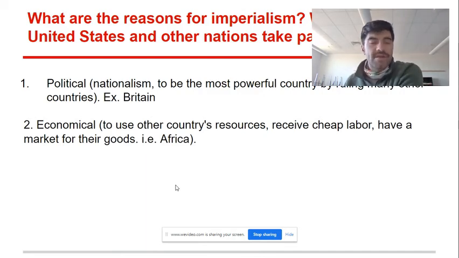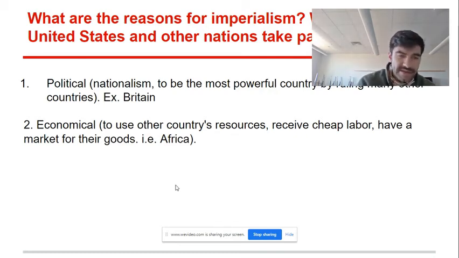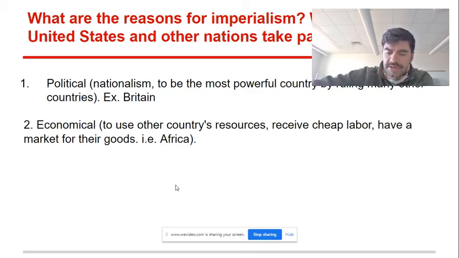Okay. And for economic reasons, countries begin practicing imperialism. They want to use other countries' resources to make money off of. So, going off the example of Britain, they're going to come into control of the diamond mines in South Africa. Okay? Many countries in Africa are underdeveloped nations. They don't have powerful governments. They don't have powerful militaries. It's very easy for a country like Britain to come into control of valuable resources throughout Africa.